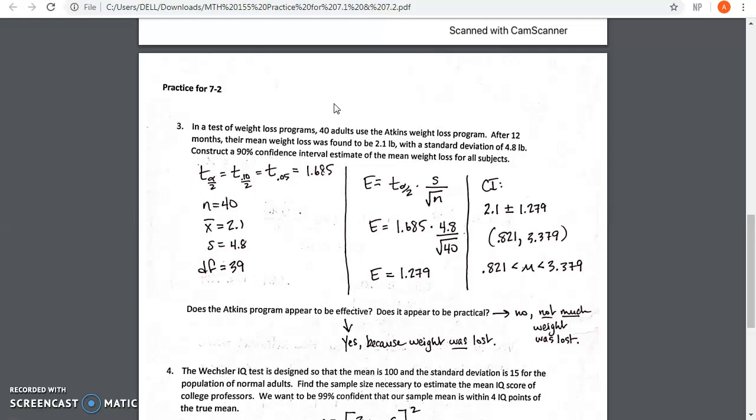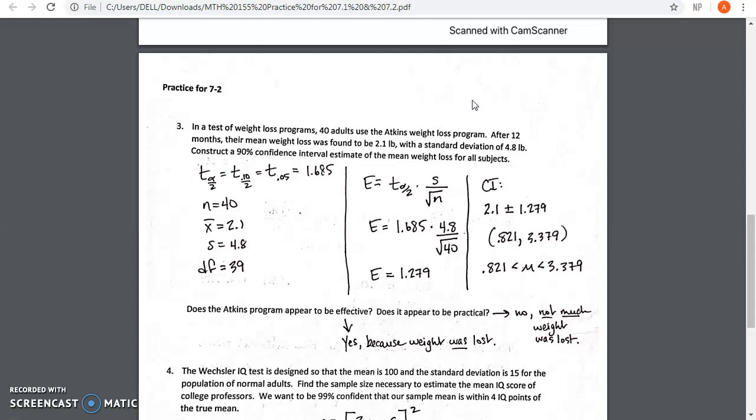Problem number 3 says, in a test of weight loss programs, 40 adults used the Atkins weight loss program. After 12 months, their mean weight loss was found to be 2.1 pounds, with a standard deviation of 4.8 pounds. Construct a 90% confidence interval estimate of the mean weight loss for all subjects.